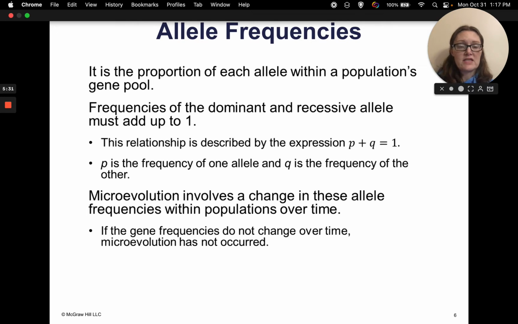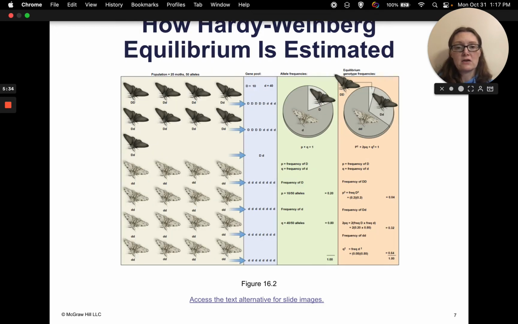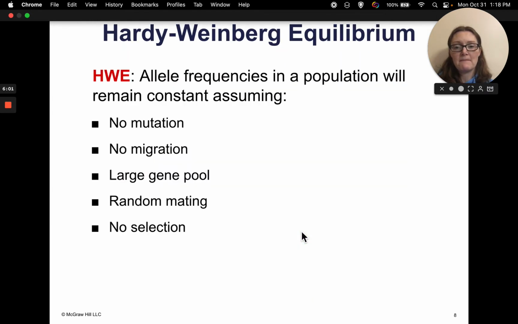If the gene frequencies don't change, then microevolution has not occurred. So there's this thing called Hardy-Weinberg equilibrium. These guys, Hardy-Weinberg, came up with the idea. We'll talk a little bit more about Hardy-Weinberg in a moment. But Hardy-Weinberg equilibrium is this idea that if certain conditions are met, then you're not going to experience any change in the population. But this is just the settings that are required for Hardy-Weinberg to be met. Hardy-Weinberg can sometimes be abbreviated HWE.